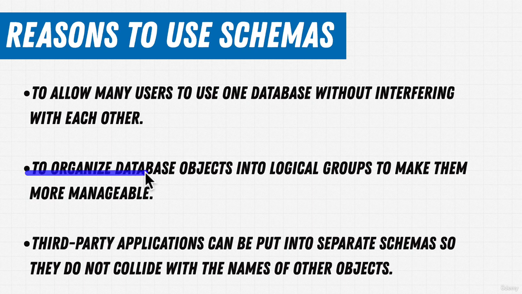It's also good to organize your database objects in a logical group, and it makes it more manageable. And then the third and final one: if you have third-party applications that need certain tables and data and whatnot, you can put them into separate schemas so that they do not collide with the names of other objects. Again, very important. It's about not interfering with the global data, right? If you separate things into schemas, you can have duplicate named objects that are not necessarily the same because they're in a different logical group, but you're still operating on the same database.